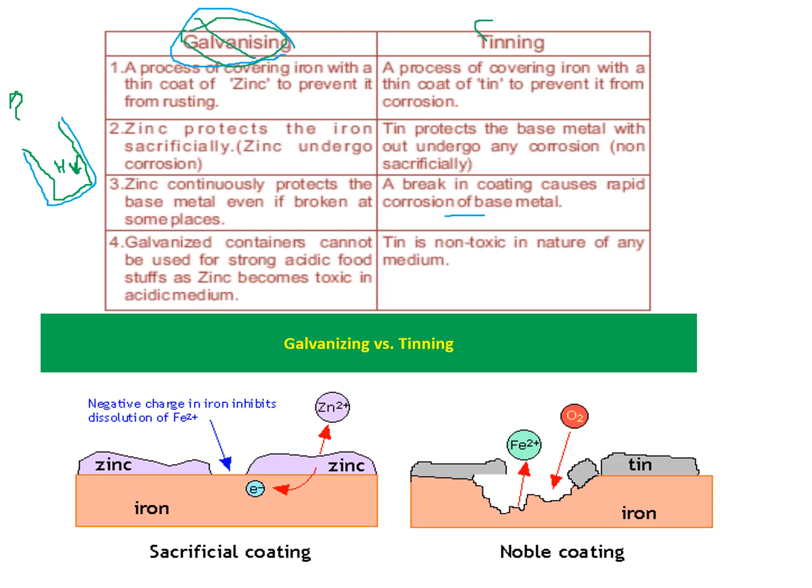But tin is a noble metal. If you make a coating with tin metal on this iron metal surface, tin is a noble metal and doesn't get involved in corrosion, so it will not dissolve into your food items and will not create any problem. So tinning is the best way to store food items. These are the important differences between tinning and galvanizing.